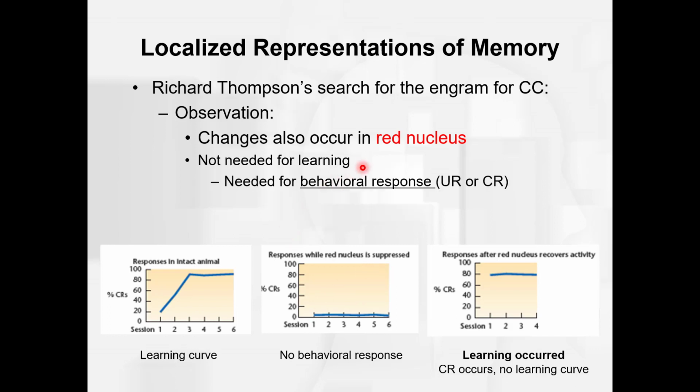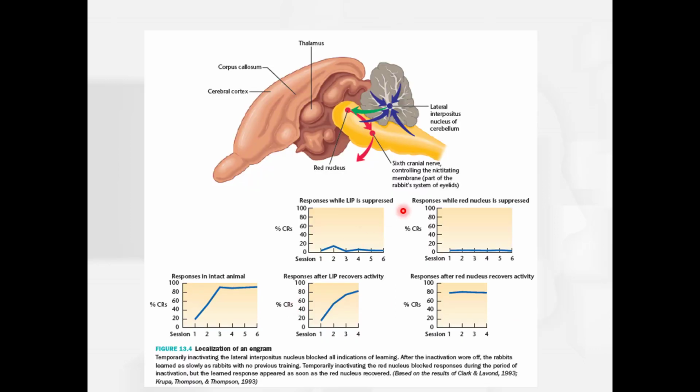That suggests that the red nucleus is not needed for learning, because while the red nucleus was inhibited, learning occurred, but it is needed for that behavioral response, whether you're talking about the unconditioned response or the conditioned response, because they're basically the same. So again, this diagram's from your textbook, reminding you where the lateral interpositive nucleus is in the cerebellum, that red nucleus, and how it causes that behavioral response through controlling those cranial nerves. And we've already discussed all of these different graphs.